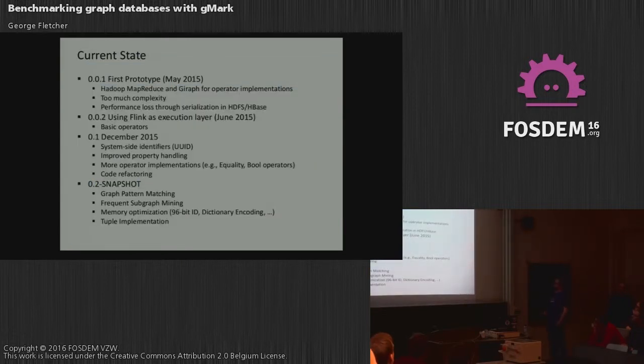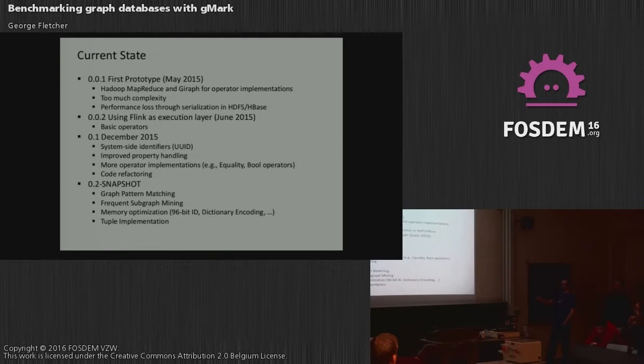Okay, then the current state: we started building Gradoop in the last year, I guess, and in the first implementation we used MapReduce, Giraph, and some Hive, and quickly figured out that it's really complex and the code gets really messy, and so we thought, okay, let's just try it out on Flink. And we started this in June, with some basic operators. In December we had a major refactoring.